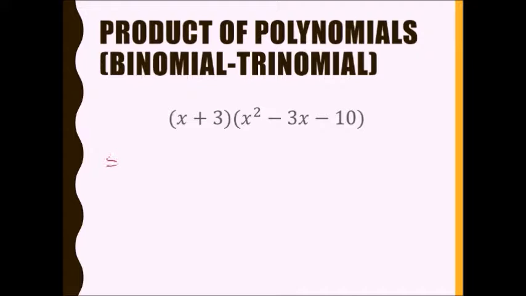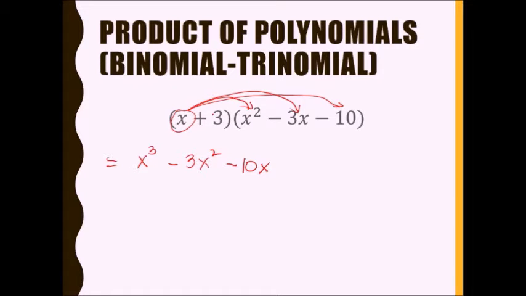Again, take the first term, multiply it to all of the terms of the second polynomial. So we have x times x squared is x cubed. X times negative 3x, negative 3x squared. X times negative 10 is negative 10x na po. So, be careful po. Kailangan i-check nyo po yung mga sign. Okay? So, dahil positive naman yung pinang-multiply mo, kung ano yung sign ng polynomial, positive, positive, negative, negative, positive, negative, negative din to.